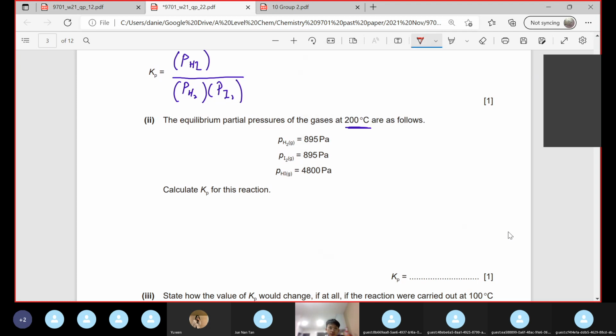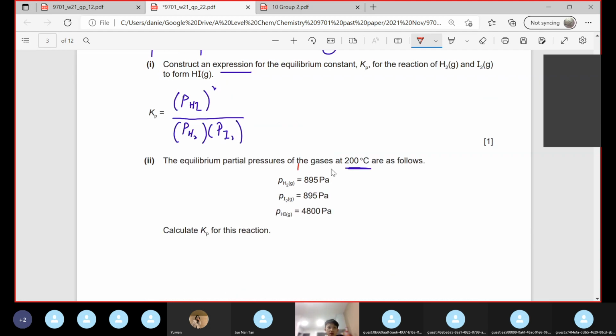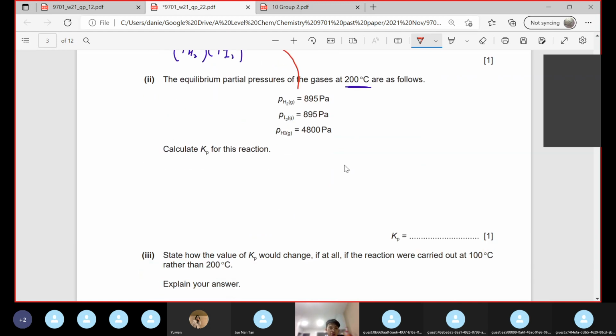Okay, 200. Then calculate the Kp for this reaction. Okay, actually this question is quite straightforward, as you just need to substitute all the values here into the expression above, right? So what you need to write down is just Kp equal to 4,800 squared divided by 895.